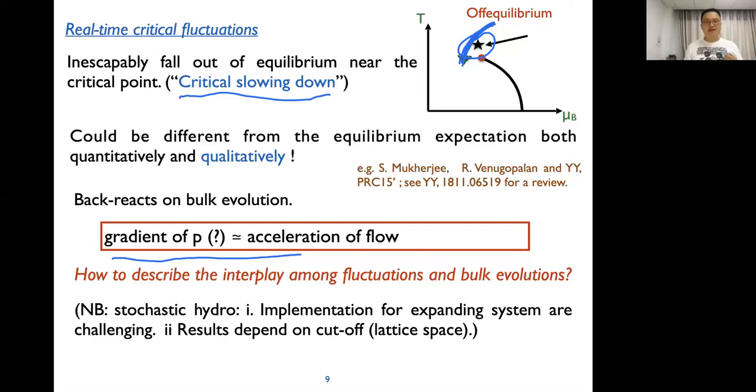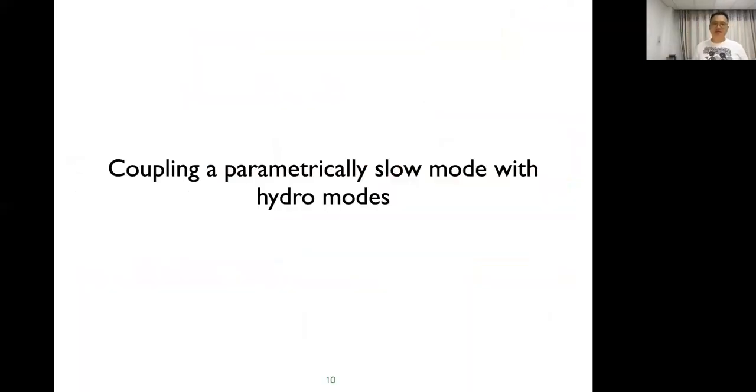Traditionally, one might think of doing stochastic hydro, in which you just add some noise terms to the hydrodynamic equations. But there are at least two sources of challenges. The first one is practical: how to solve the stochastic equations in the expanding system. The second one is conceptual: fluctuating hydrodynamics itself is UV divergent, and if you try to do naive simulations, your result will actually depend on the lattice spacing of the simulations.